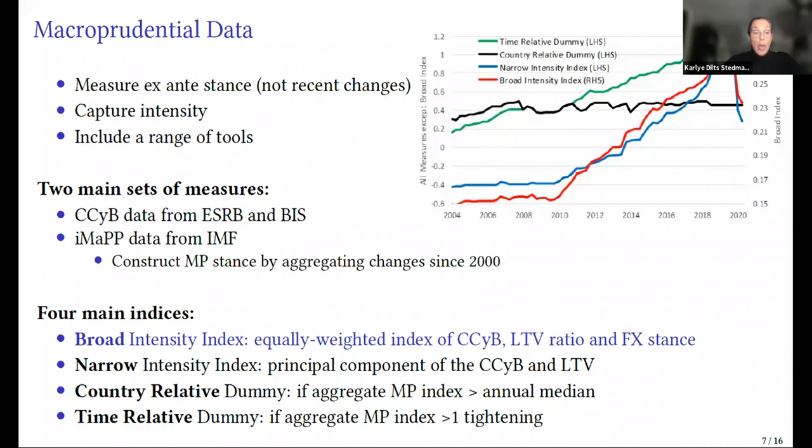So our paper includes four different measures of the country-level macroprudential policy stance, but we're going to focus today on the measure highlighted in blue, which is our preferred measure. And this combines the strengths of the available data sets. And this is an equally weighted index of the CCYB, the LTV, and the FX macroprudential stance, which covers three important targets of macropru: bank exposures, housing exposures, and FX exposures.